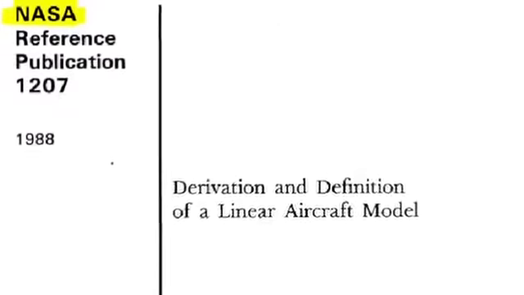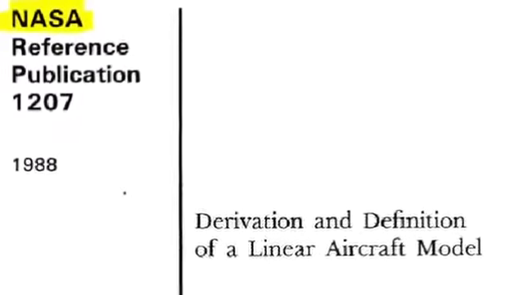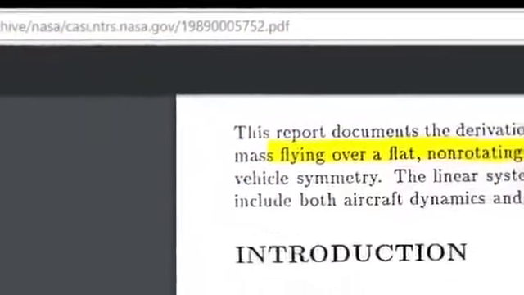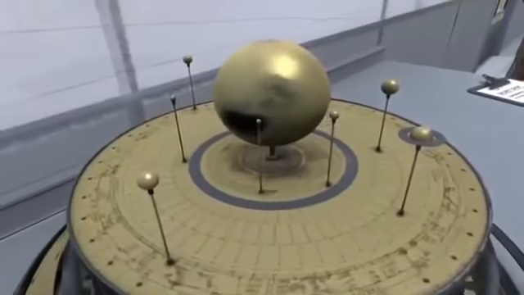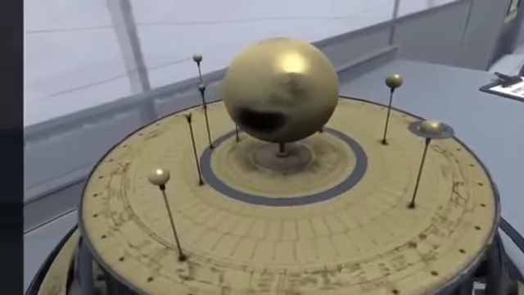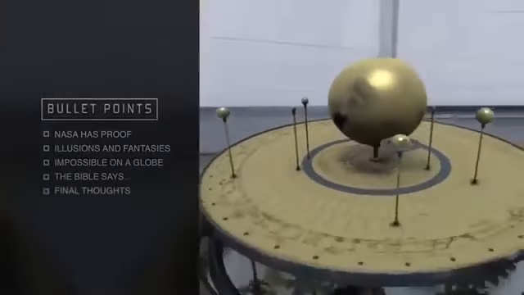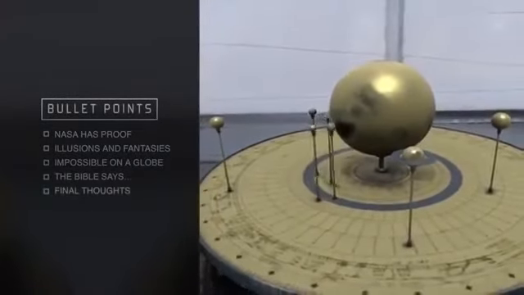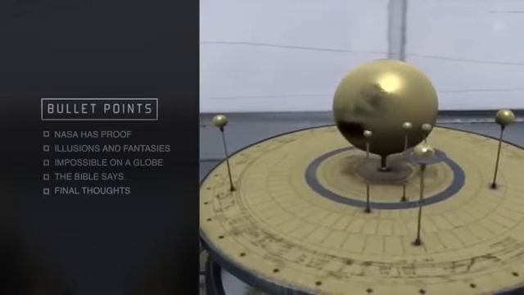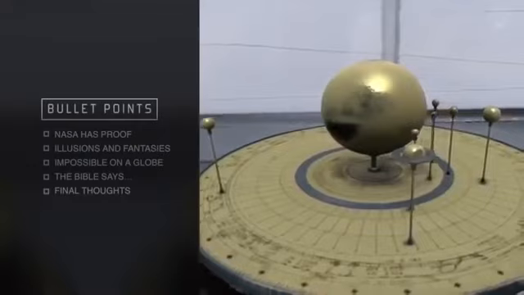Well, at the end of the day, I'm not here to convince anyone when in 1988 NASA has admitted that the Earth is flat. So now let's talk about why they said the Earth is flat. There's a couple bullet points I want to discuss. The first being NASA has proof, illusions and fantasies, impossible on a globe, the Bible says, and lastly, my final thoughts.